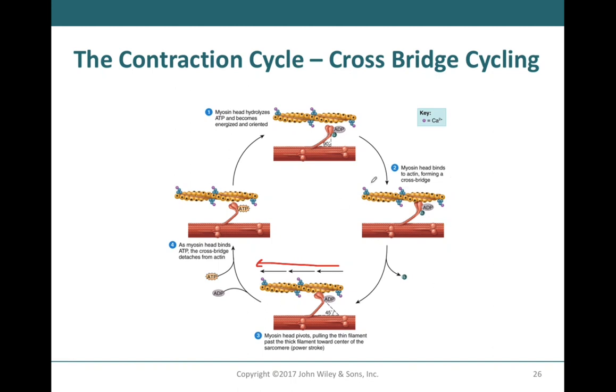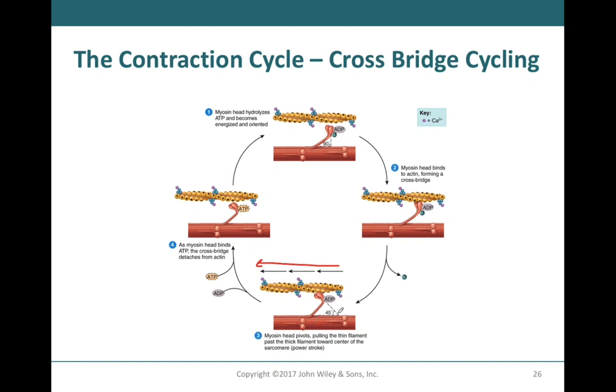In step 2, we're forming a cross-bridge, where the actin binding site on myosin is going to bind to the myosin binding site on actin. In the third step, we have the power stroke, which is the actual true muscle contraction. We're actually shortening the length of our muscle with the power stroke.